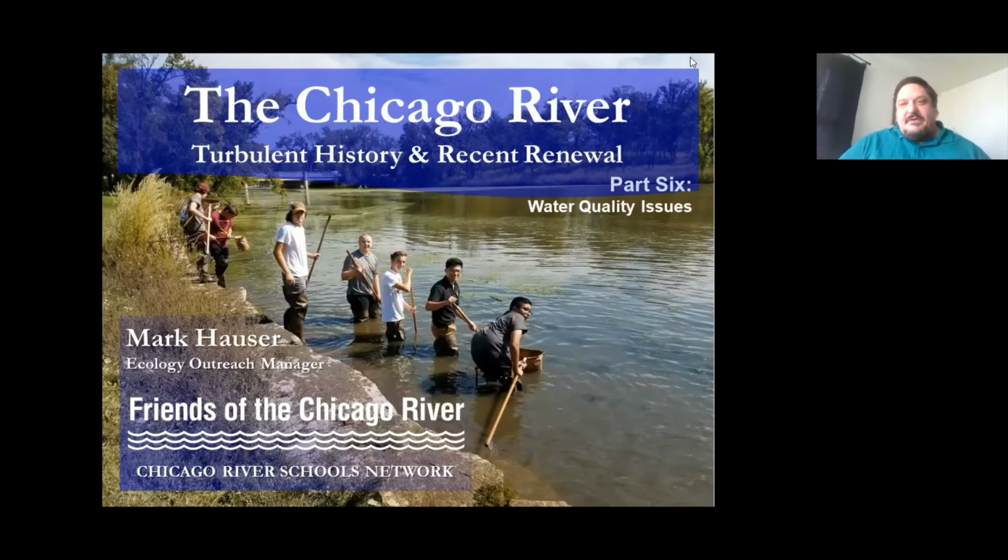And this is Chicago River Turbulent History and Recent Renewal, Part 6, Water Quality Issues, or I should have actually named it Modern Water Quality Issues. There are a lot of things that we've talked about over the last couple weeks that are historical, that I wouldn't consider necessarily a problem anymore. We talked about the reversal of the river. I guess you could deem the re-reversal of the river an issue or something that we could talk about, but we've kind of already covered some of those.